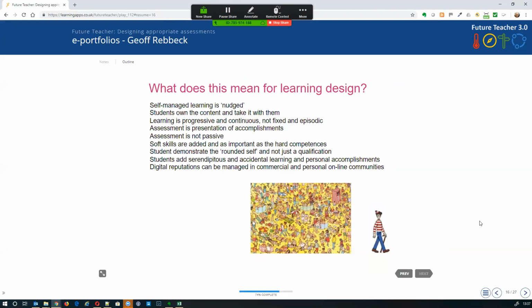But do think about the difference between mapping and reflective portfolios. Reflective portfolios are the riskier one to go for, but they are by far the more interesting ones, and give far more scope to students to express who they are and to really make the most of their learning. I think that's it, Alistair, unless there's any questions.